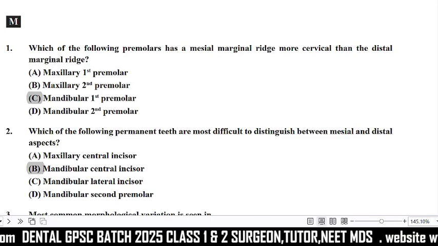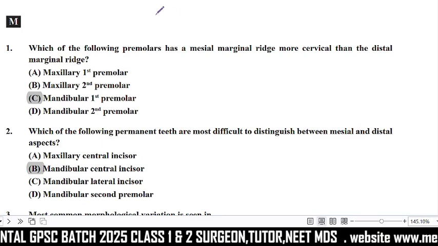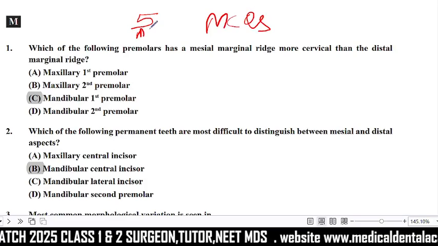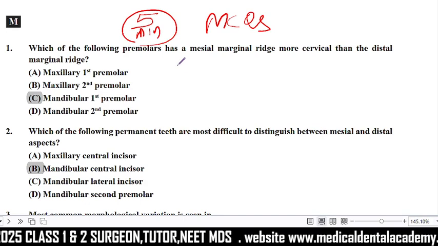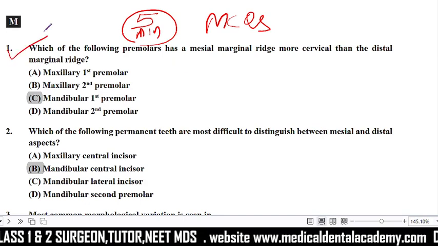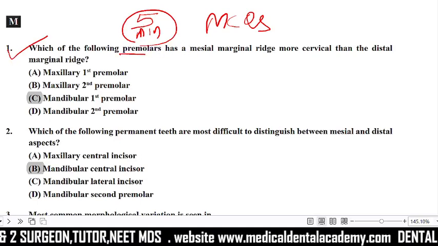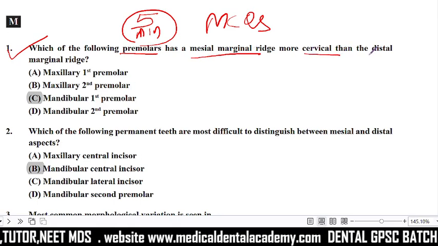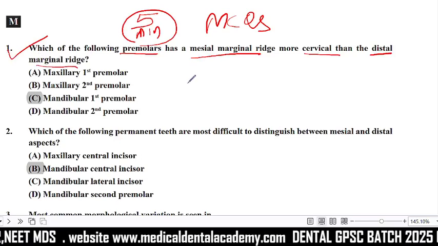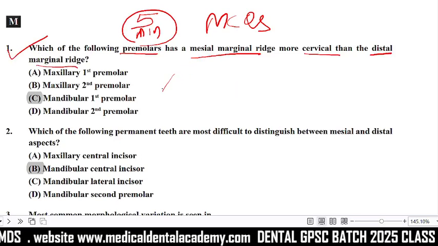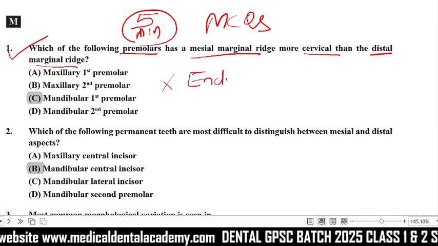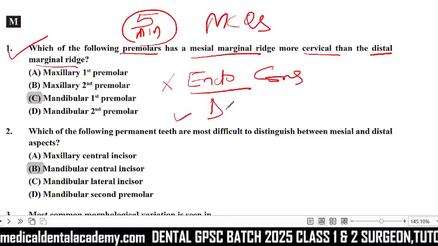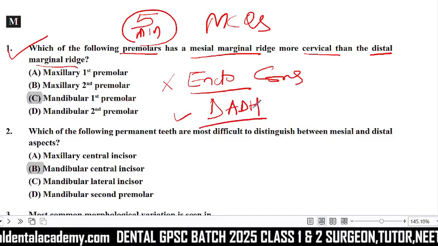In today's lecture, we will just give you an introductory section of these MCQs for 5 minutes. Then we will start today's topic. You can see the first question. Which of the following premolars has a mesial marginal ridge more cervical than the distal marginal ridge? Okay, so I think this is not a conservative endodontics question, but it is DADH, dental anatomy, dental histology.